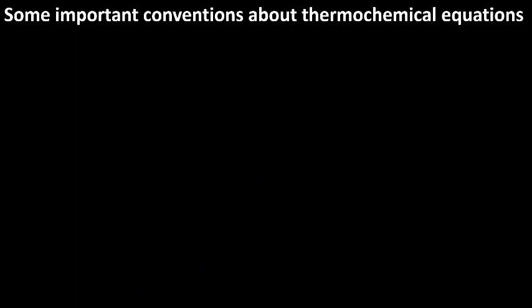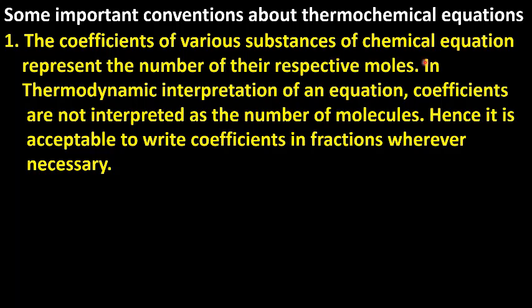Now let us discuss some important conventions about the thermochemical equation. The coefficients of various substances in a chemical equation represent the number of their respective moles. In a thermodynamic interpretation of an equation, coefficients are not interpreted as a number of molecules. Hence, it is acceptable to write the coefficients in fractions wherever necessary. That is, H2 plus 1/2 O2 gives H2O. Here, one molecule of hydrogen combines with half a molecule of oxygen and we get one molecule of water.